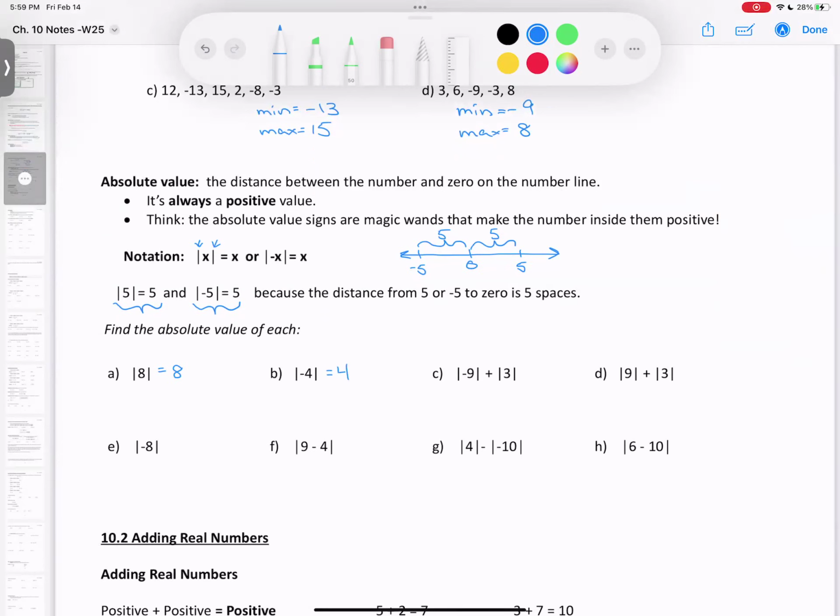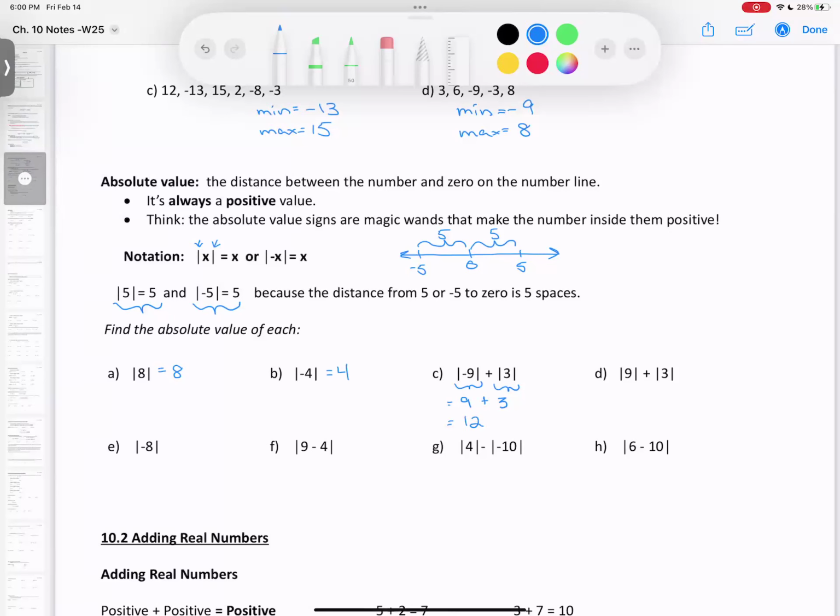Okay, the next one is interesting because you have to consider where the absolute value signs are. Okay, here, whatever is inside this absolute value, poof, is made positive. So that becomes positive 9. And then we have a plus sign. And then whatever was inside this, our magic wands here, our absolute value signs, poof, became positive. Well, it already was, so it's just a 3. And then we get 12.